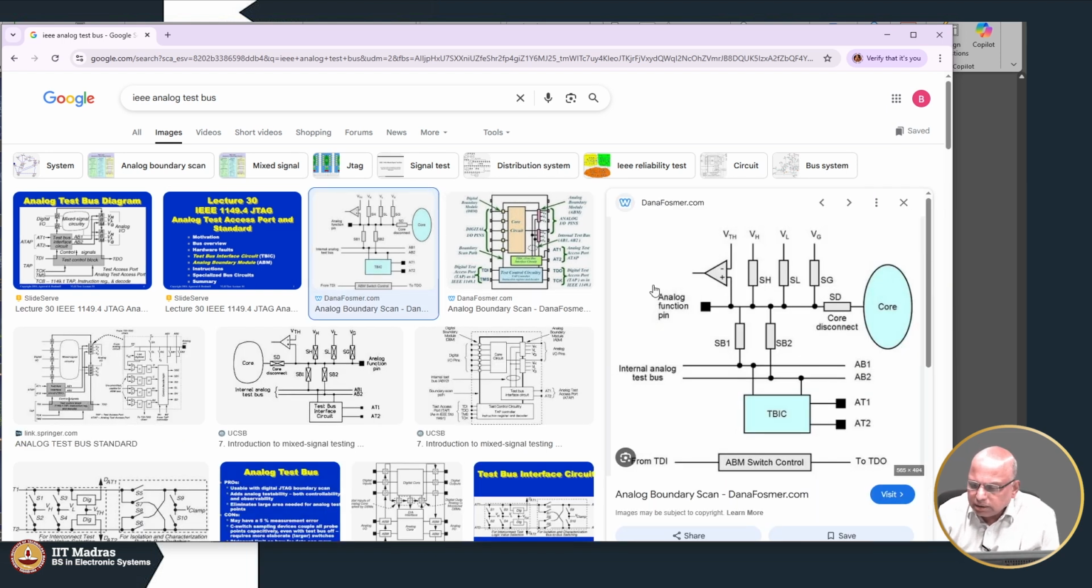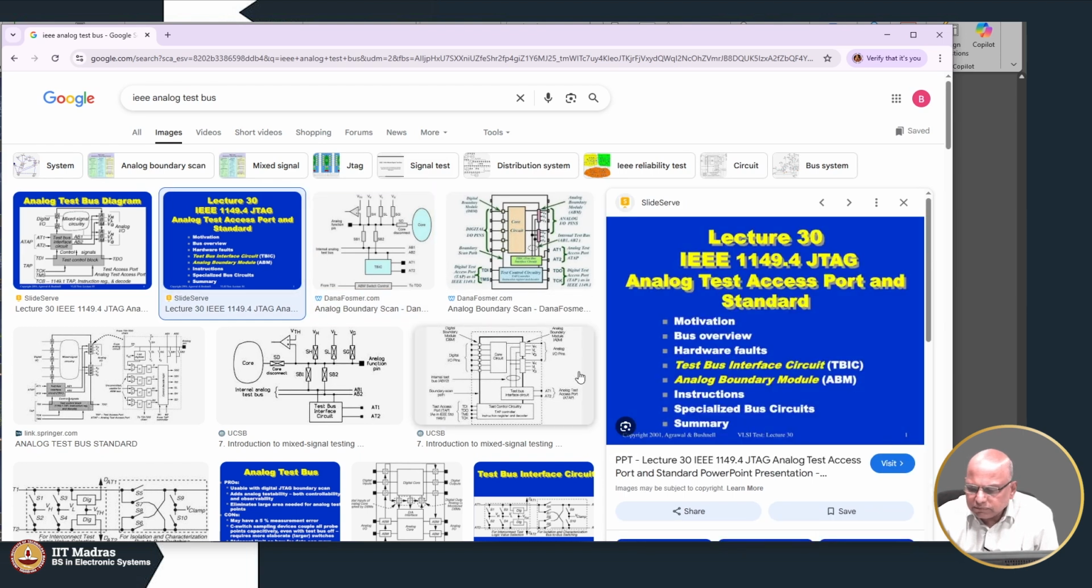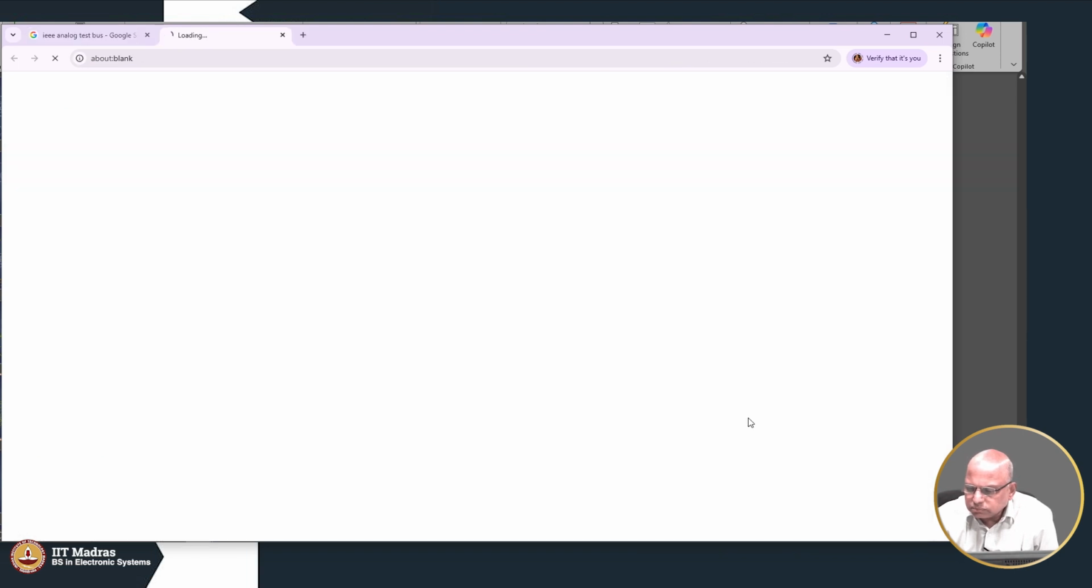So you can see that it allows you. I think there are only two wires, AB1 and AB2. Okay. Using that, you can go ahead and get analog access to any one of the internal lines. That is basically the idea. So you may find Professor Vishwani Agarwal's slides also. So please go through that also.